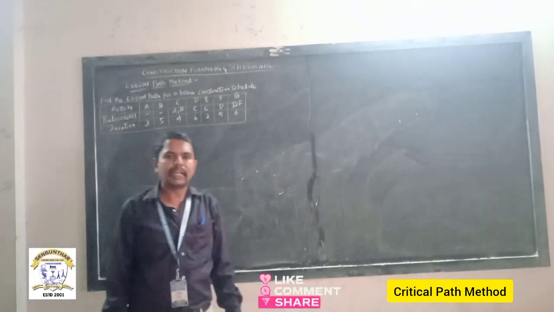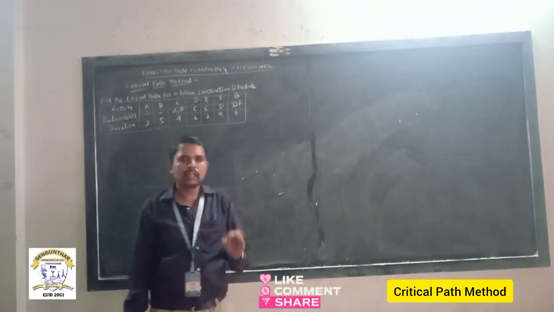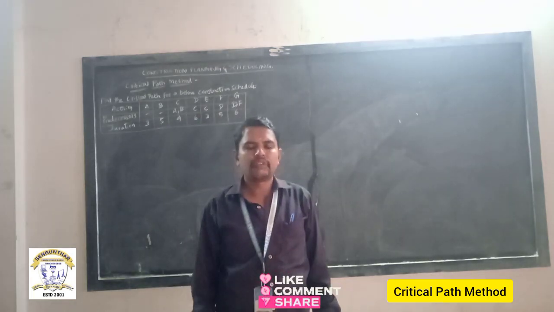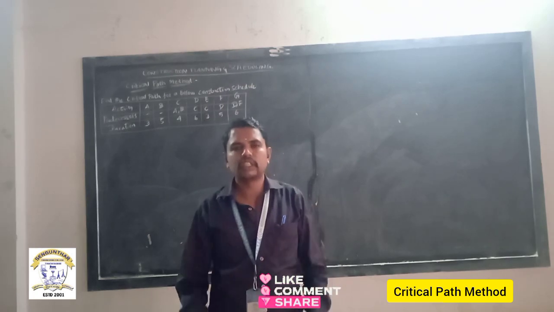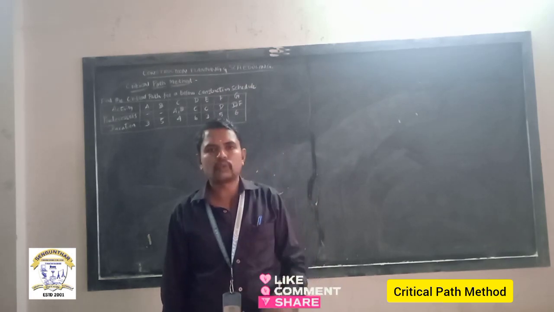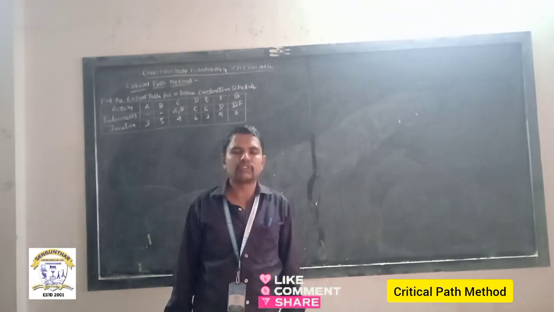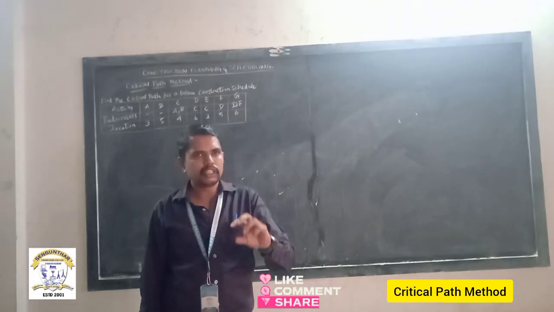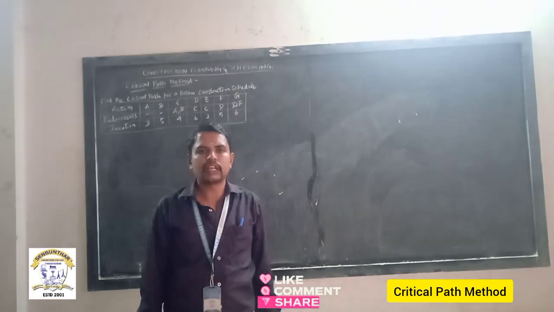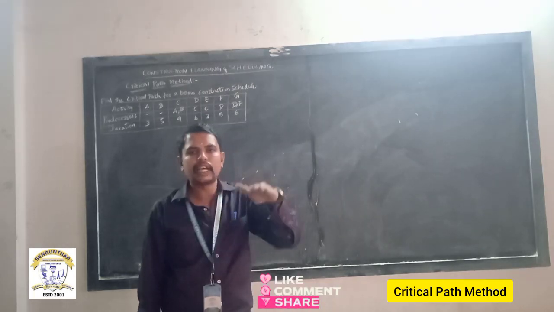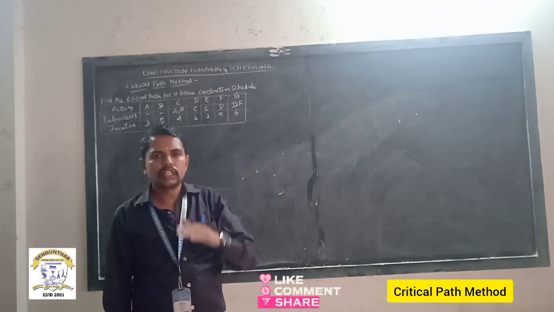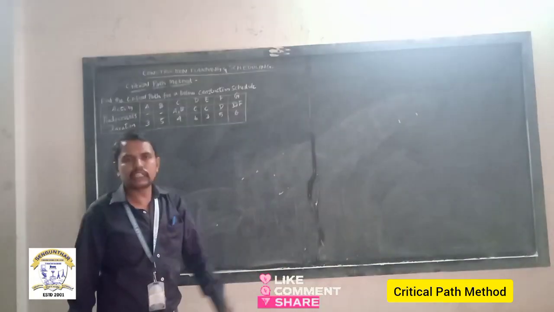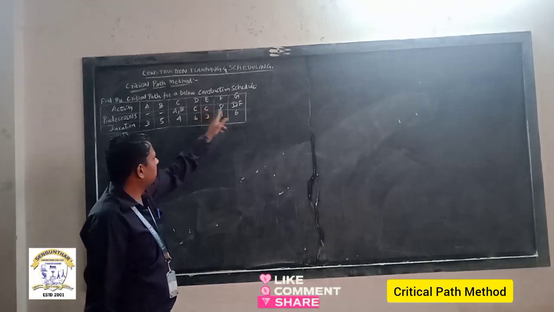First, what is meant by an activity? An activity is a work. For example, in a building construction, foundation work is one of the activities. Basement is one of the activities, and then plinth beam is one of the activities. After that, flooring slab is one of the activities. Likewise, there are so many activities. In this particular problem, there are 7 activities, namely A, B, C, D, E, F, G.